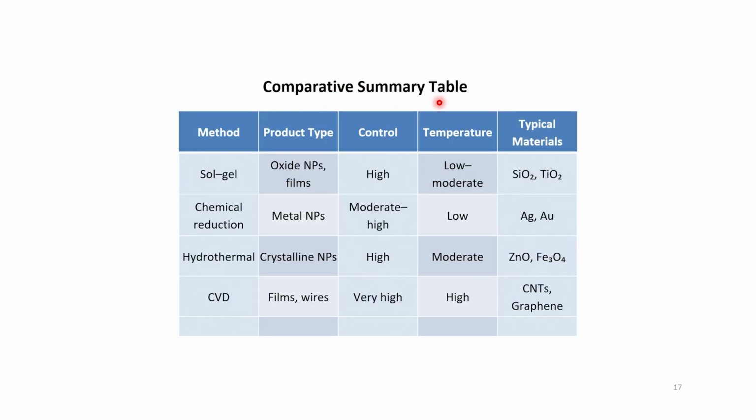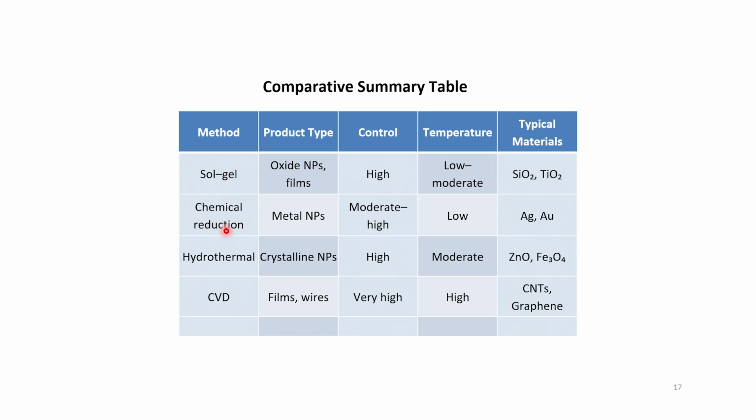So that's a comparative summary table. These are the methods that you've been using. For the sol gel method, the product type obtained is mostly oxide nanoparticles or films, and you have a high control over what you want to synthesize. You have high control over the properties of the particles that you synthesize if you are using the sol gel method. Low to moderate temperature is required for this, and typical materials synthesized by the sol gel method are silicon dioxide or tellurium dioxide.